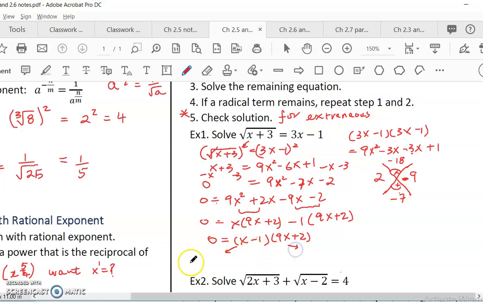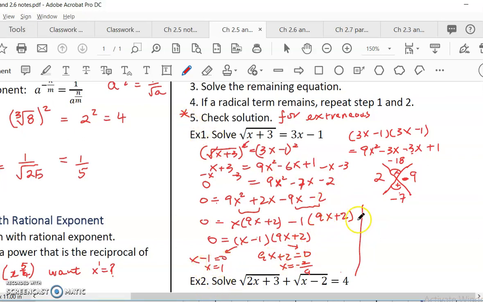Remember the solve quadratic. x minus 1 equals 0, x is equal to 1. 9x plus 2 equals 0, x is equal to 2 over 9. Negative 2 over 9, because it will be minus 2. So now the last step is very important.